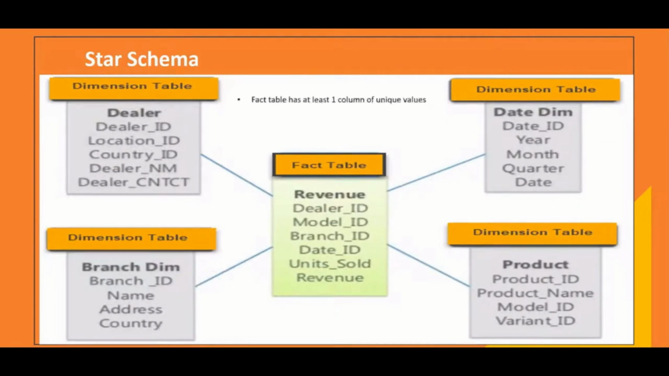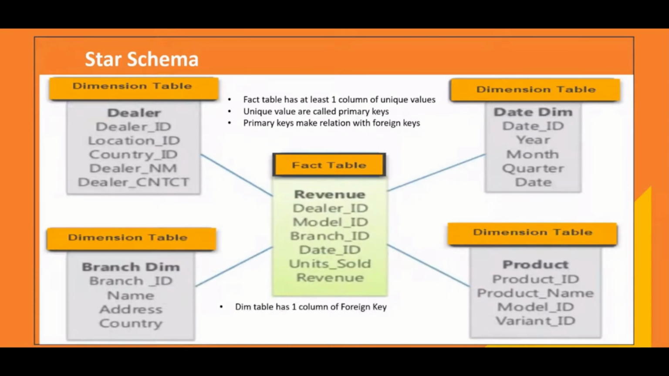So what is a fact table? A fact table has at least one column of unique values. That means it must have at least one column where the values are not repeating. Unique values are called primary keys. It's very important to understand because this concept will be used quite often when we are doing data modeling. So the unique values which are not repeating are called primary keys. Primary keys make a relationship with foreign keys. So we need to understand what a foreign key is.